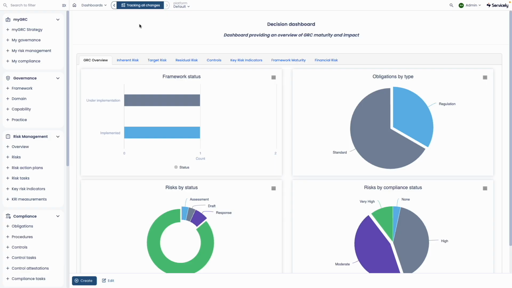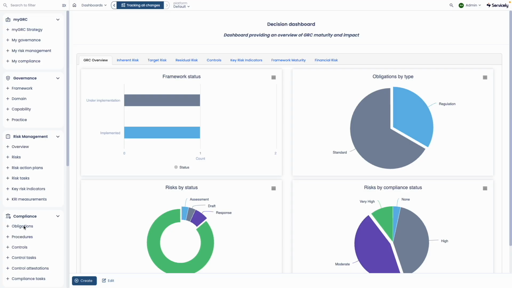In this video, we'll see how Servicely Governance, Risk and Compliance can provide a holistic view of governance, risk and compliance disciplines throughout the enterprise. The first thing you'll notice in the menu here on the left is we've got three different areas. We've got governance, we've got risk, and we've got compliance.